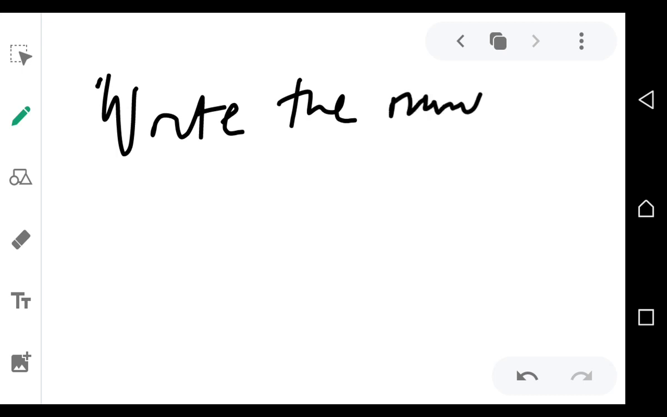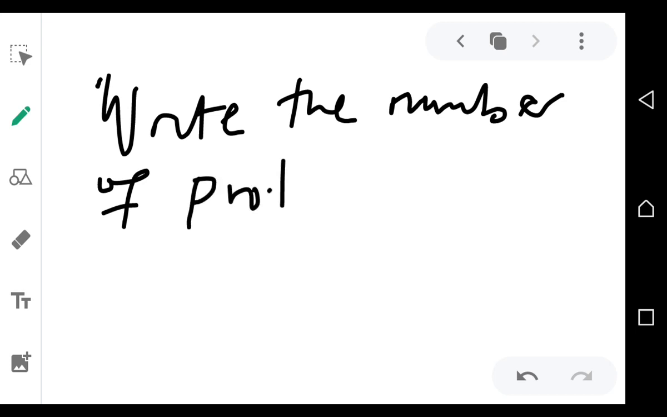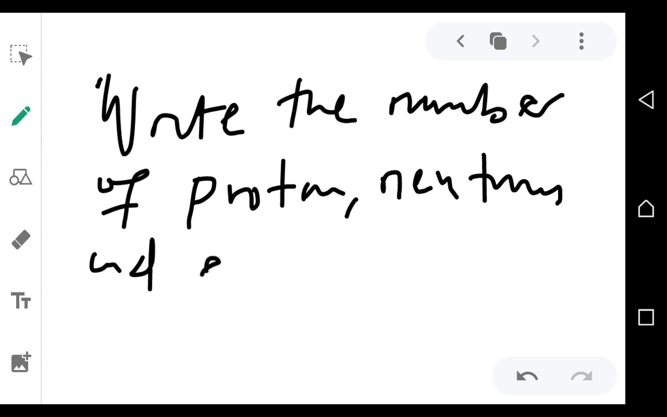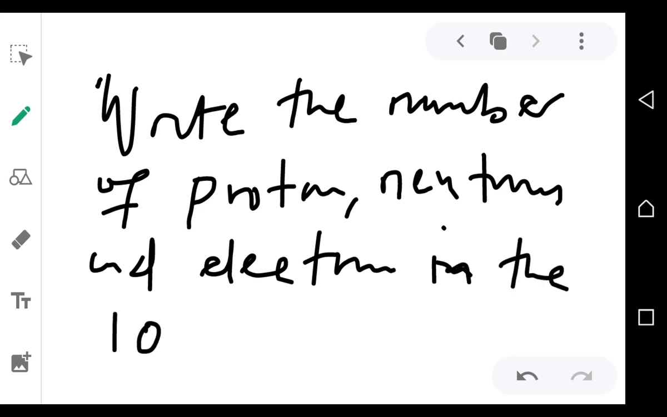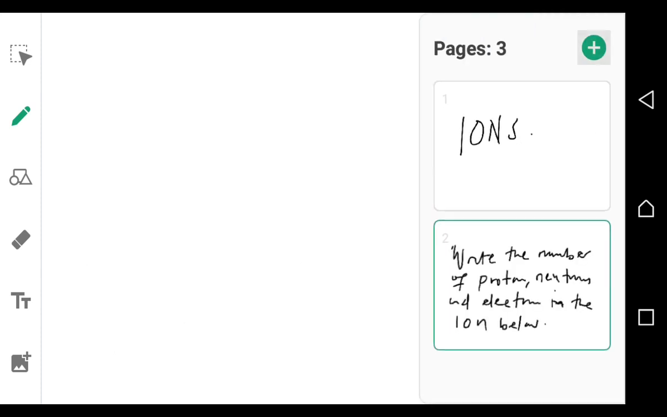They can tell you to write the number of protons, neutrons, and electrons in the ion below. Okay, so we're supposed to find the number of protons, neutrons, and electrons in the ions below.